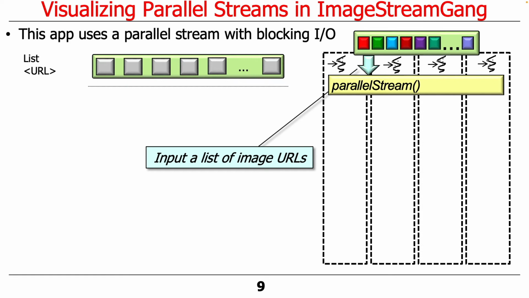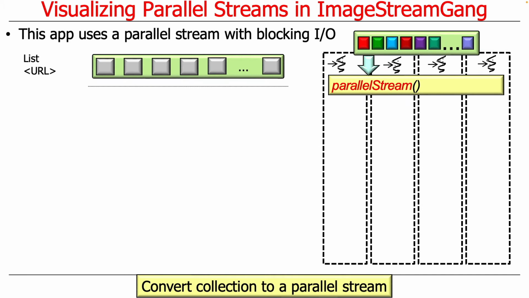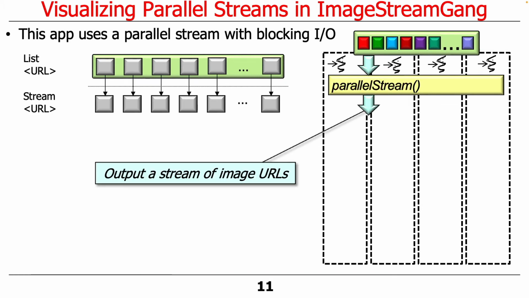So we take a list of URLs and we turn it into a parallel stream. And as we've talked about before, what will actually happen there is we'll have this pool of threads, and each URL will be pulled through all the operations from the source, which is the list of URLs initially, which have been turned into a stream. So parallel stream converts the list, the collection, into a parallel stream.